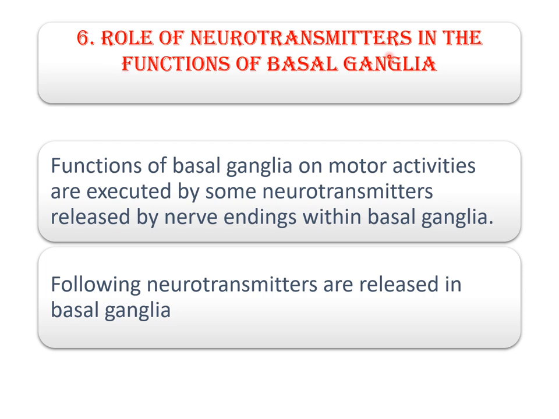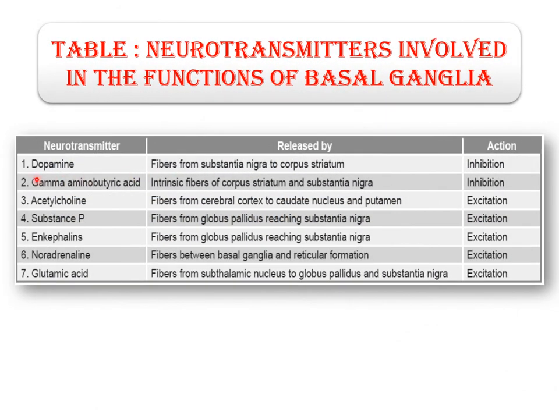Role of the neurotransmitters in the functions of basal ganglia. The functions of the basal ganglia on motor activities are executed by some neurotransmitters released by nerve endings within the basal ganglia. The neurotransmitters released in basal ganglia are dopamine, gamma-aminobutyric acid, acetylcholine, substance P, enkephalins, noradrenaline and glutamic acid.